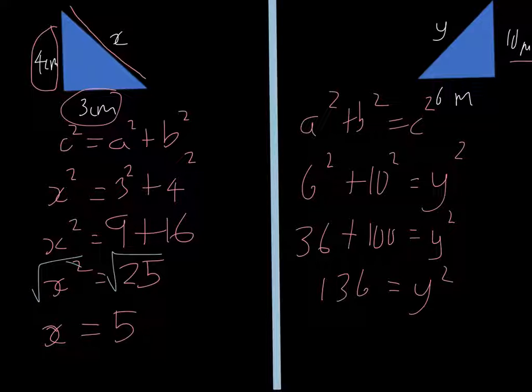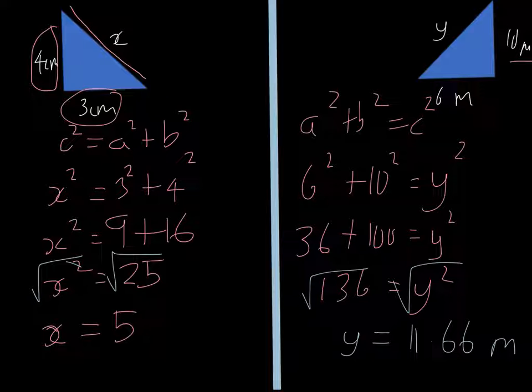So then to work out the final value, we need to do the square root of 136. And if we do the square root of 136, we get the answer of 11 2/3 pretty much. The answer is y is going to be equal to 11.66 meters as a decimal.